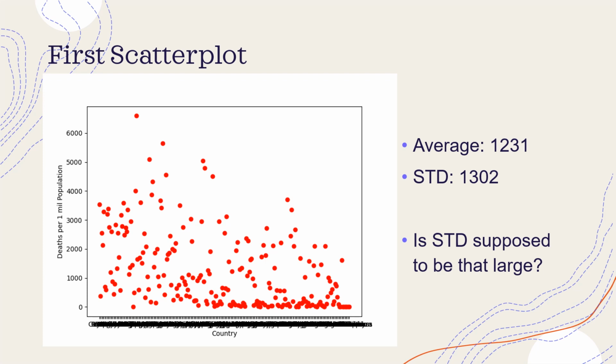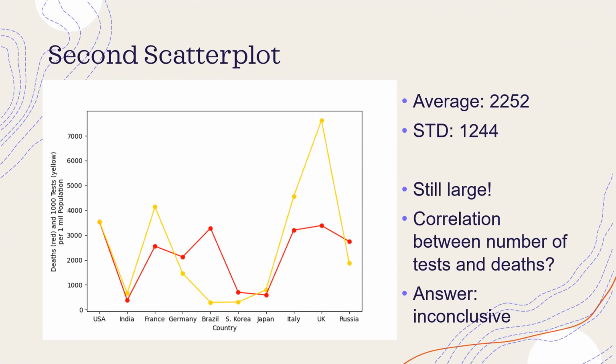So next thing I did, test a smaller range. Here I just have the top 10 countries with the most cases. But again, the standard deviation was still very high. So trying to find a reason why, I then graphed on the yellow line here the number of 1,000 tests per million population. I had to divide by 1,000 because otherwise it would not fit on the same chart.